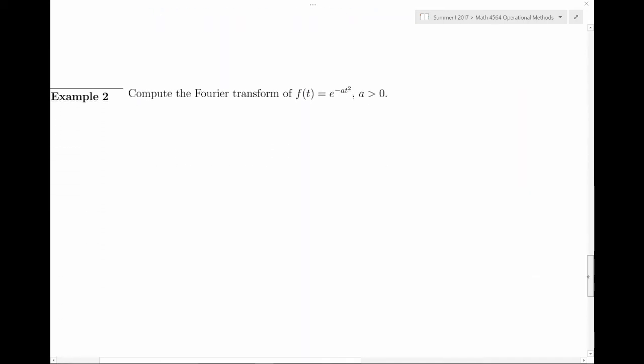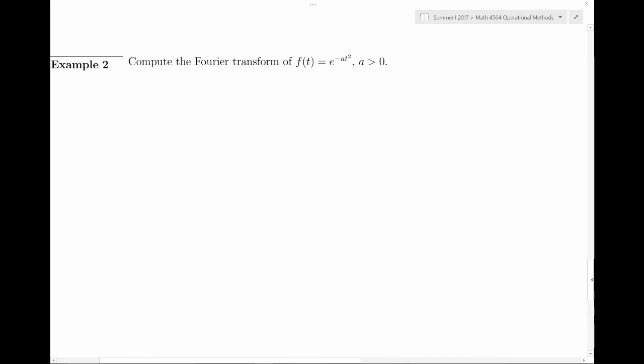The last example for today is just an interesting fact. So I want to consider the Fourier transform of the so-called Gaussian function. So when a is greater than 0, this function has this profile. This function doesn't have any oscillations at all, yet its spectrum is quite surprising.